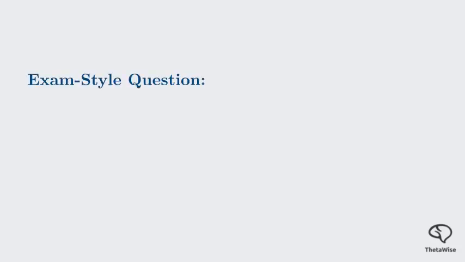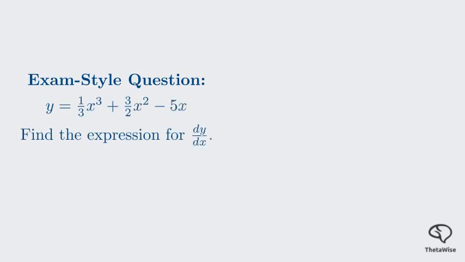To finish, let's work through a problem exactly as you might see it on an IGCSE paper. These questions often combine fractions and multiple terms to test your precision. A curve has the equation y equals 1/3 x cubed plus 3/2 x squared minus 5x. Find the expression for dy by dx. Notice we have three terms, and the coefficients are rational numbers. Don't let the fractions intimidate you. The steps remain the same.